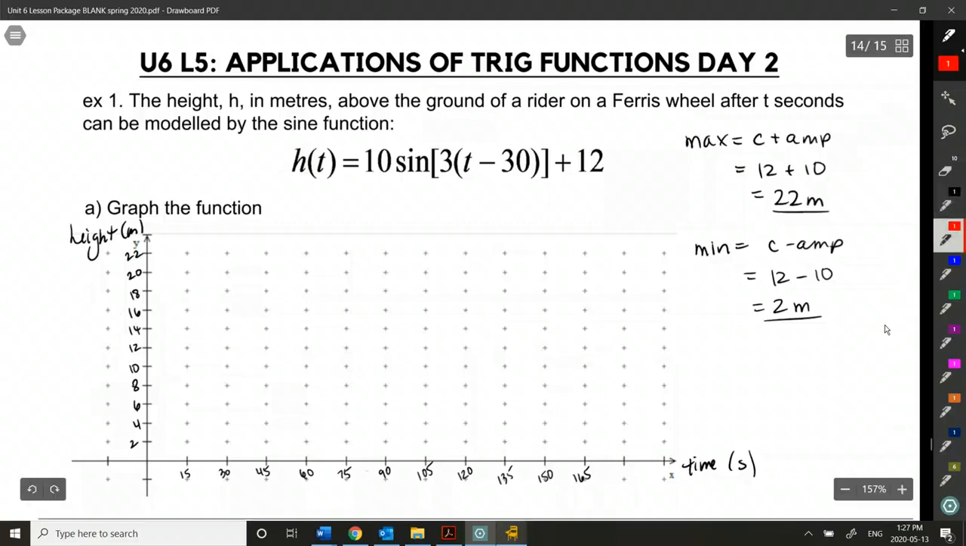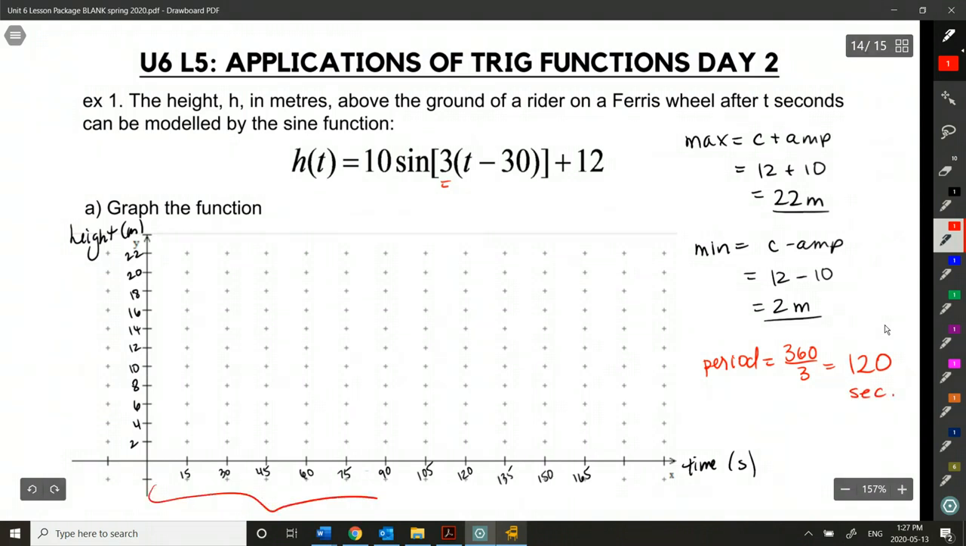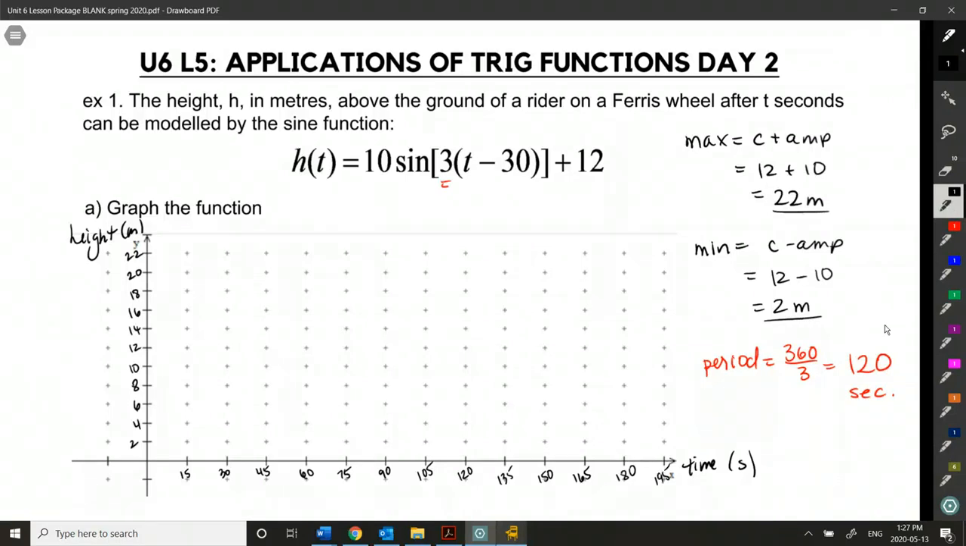For the x scale, I figured out the period of the function, which we can do by doing 360 over our k value, which is 3. I got 120, and in this case, this means 120 seconds. So this space right here should give me enough to graph a full cycle. Then I did a couple more points there. You can fill out the whole thing if you want. I just went by 15s, so the next ones would be 180 and then 195. So we're going to plot that out.